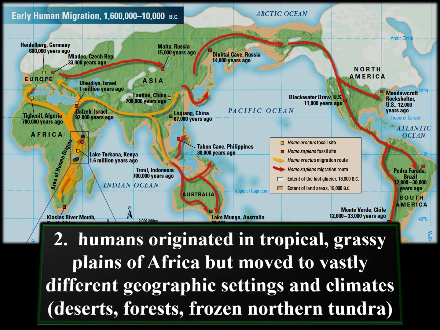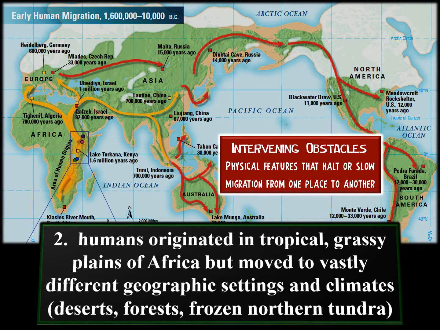Humans originated in tropical, grassy plains of Africa, but they eventually moved to vastly different geographic settings and climates, places like deserts, forests, and even the frozen northern tundra. Intervening obstacles are physical features that halt or slow migration from one place to another. And they would run into some of those along the way as well, like ice.